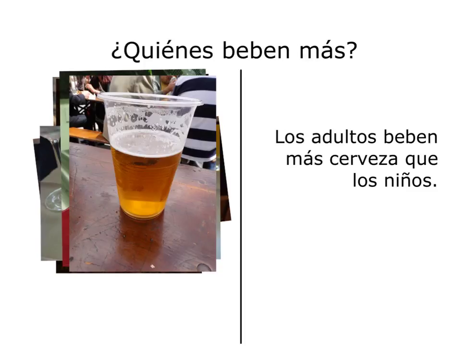Now let's compare some things that people drink. In this case, ¿quiénes beben más? Who drinks more? ¿Los adultos or los niños? And this first sentence is, I hope, true. Los adultos beben más cerveza que los niños. More beer than kids do.